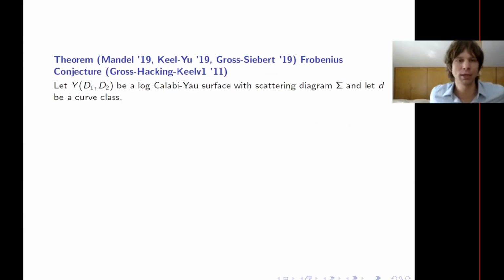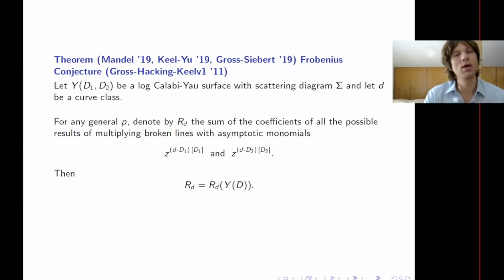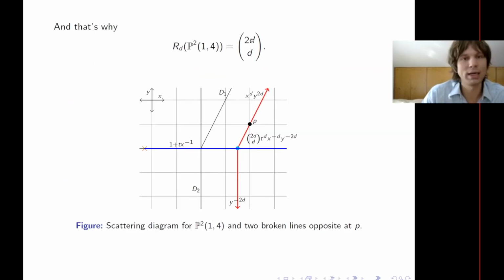And so the theorem due to Mandel, Keel, Gross, Siebert, which is a proof of a conjecture stated by Gross and Keel in 2011, is: you start with a log Calabi-Yau surface with scattering diagram and curve class, and then you let R_D be the sum. You take all the possible broken lines with the correct asymptotic monomials, you multiply them, and then you sum the coefficients, and that R_D is our log Gromov-Witten invariant. And that's why in this case we got that the invariant was a binomial coefficient. This is the image that computes this, and this is your introduction to the Gross-Siebert program. And for the purpose of today, it's really just a great way of counting curves.